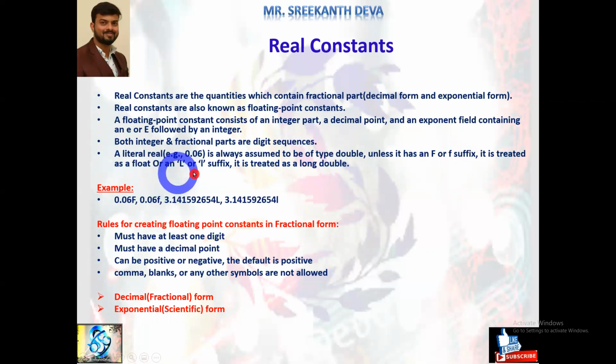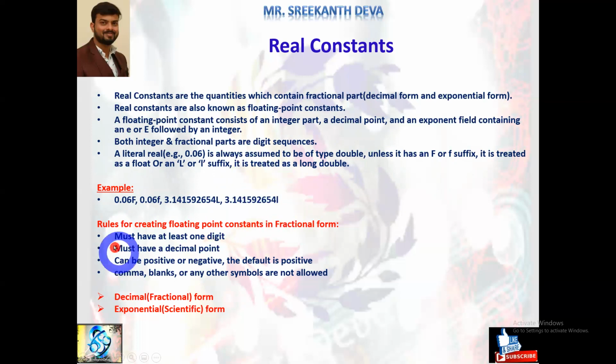A literal real, for example 0.06, is always assumed to be of type double unless it has a small f or capital F suffix, in which case it is treated as a float, or a capital L or small l suffix, in which case it is treated as a long double. So this number indicates what? Floating point, because it is suffixed with capital F. This number is treated as a floating number. Why? Because it is suffixed with small f. This number is treated as a long double; capital L represents what? Long double.